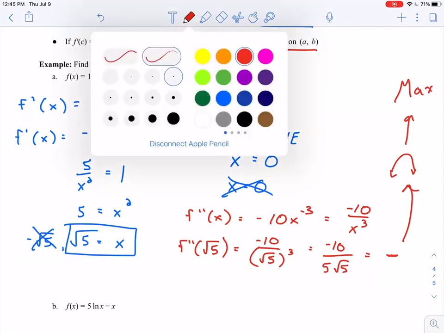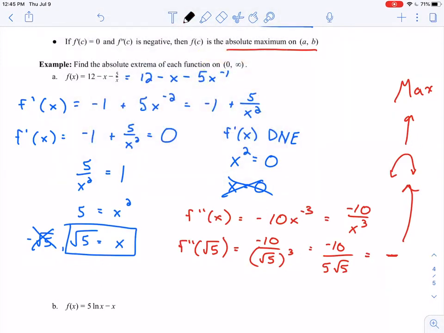So if I wanted to talk about the absolute maximum, or actually say what it is, I have an absolute maximum at f of square root of 5, and then I'll take square root of 5, plug that into my original function, because remember, that's what tells me the y value, and that's actually what we're talking about when we talk about absolute extrema. So this would be 12 minus square root of 5 minus 5 over square root of 5. Boy, that's just an ugly number. I think I'm just going to leave it like that.